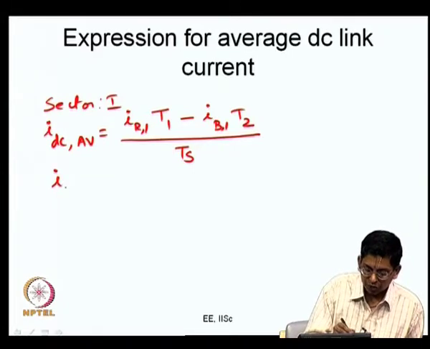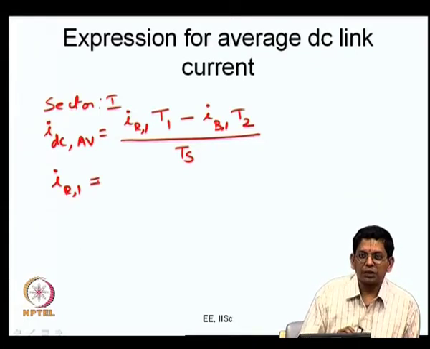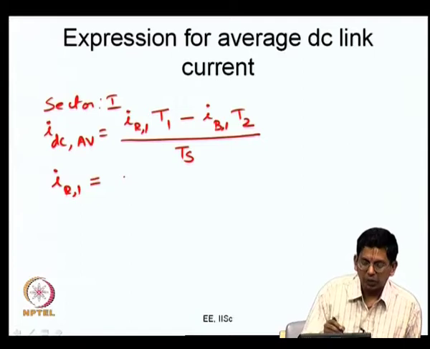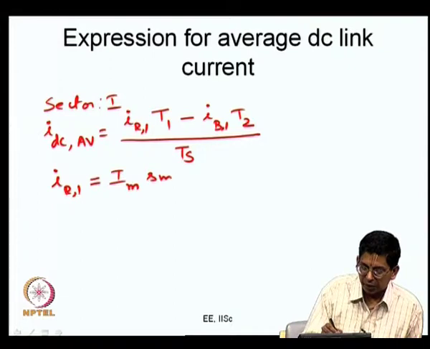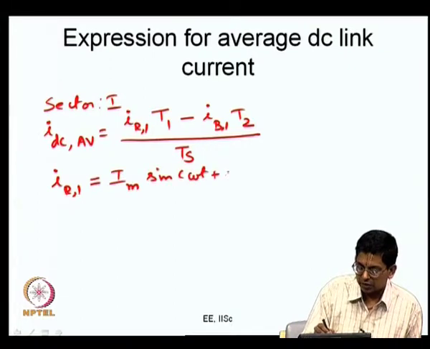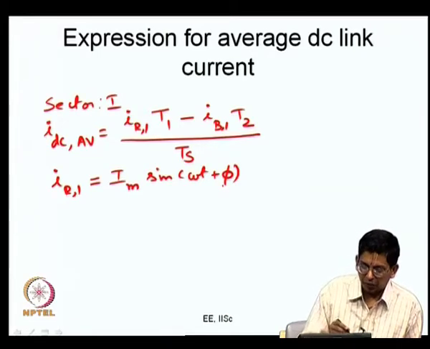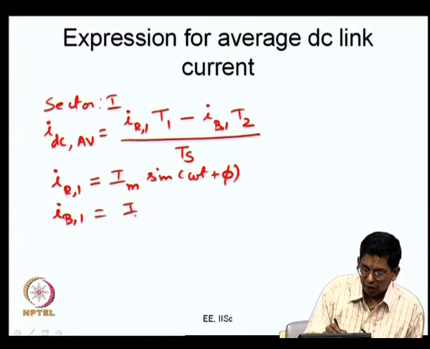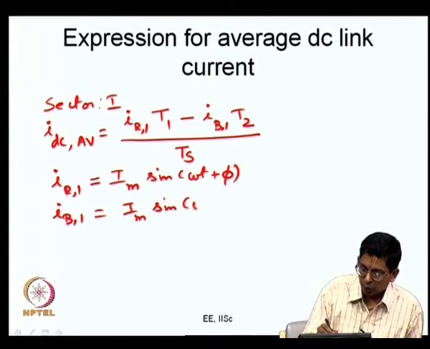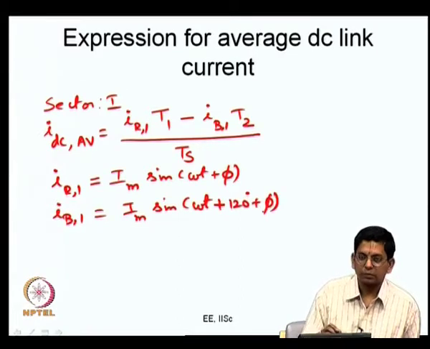What can we do? This is IR1. What is that? That is the fundamental component. How can you write the fundamental component? Let us say the fundamental has some peak value Im, and that is going to be Im sin(omega t plus phi), where phi is the power factor angle. Similarly, you can say IB1 is equal to Im times sin of (omega t minus 240 degree, or plus 120 degree, plus phi). So, you have them.